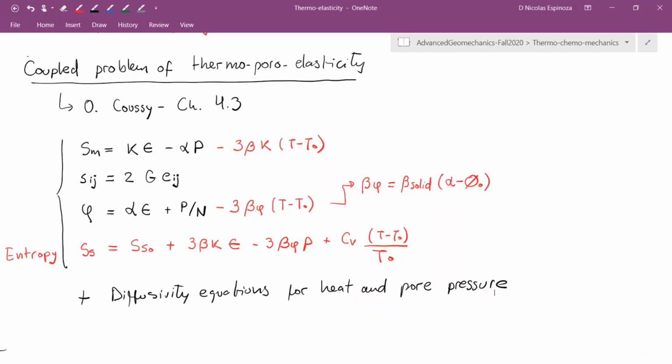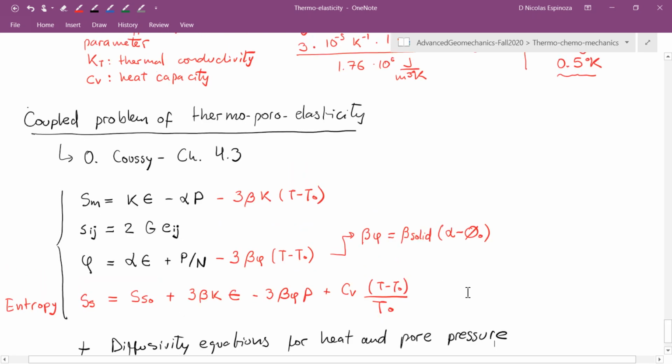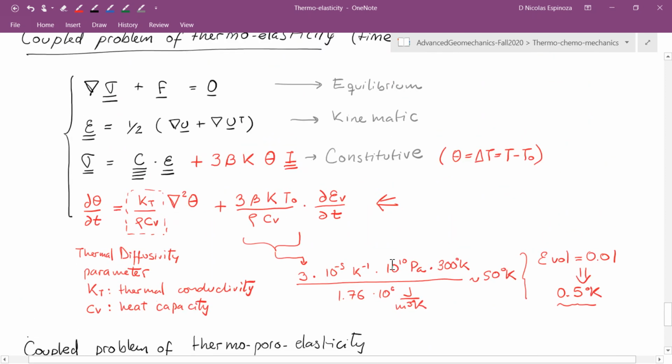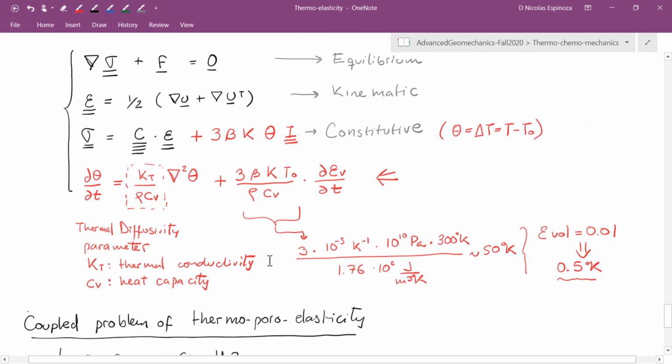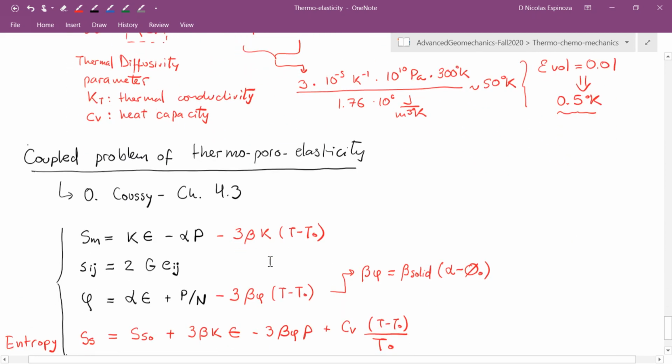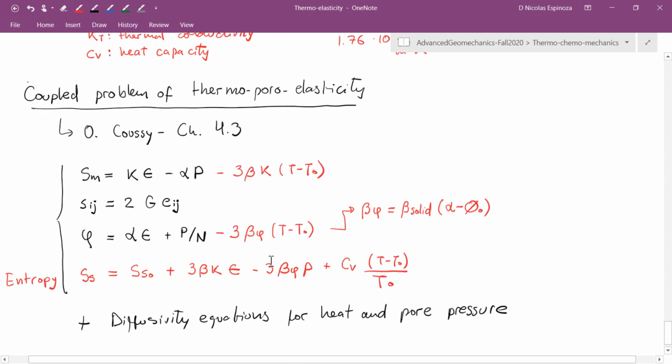And let me see if I forget anything else. I don't think so. I think this is the end of this lecture. And if you wanted to expand this problem to consider variation of temperature as a function of time, then you need the heat diffusivity equation. If you further want to include the variation of pore pressure together with temperature, then you need to use the expanded version for thermo-poro-elasticity.